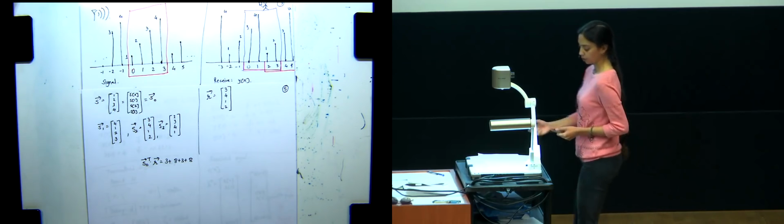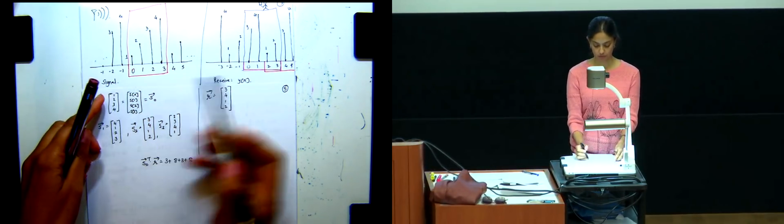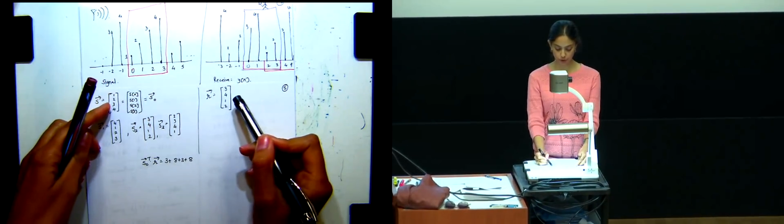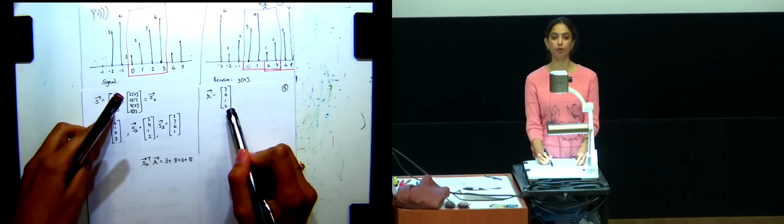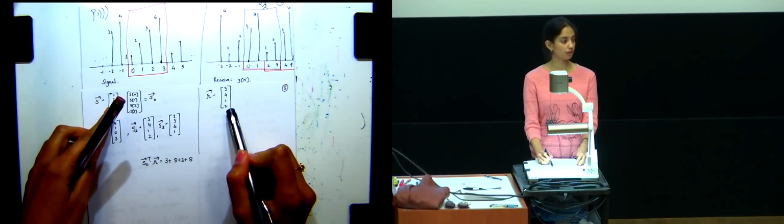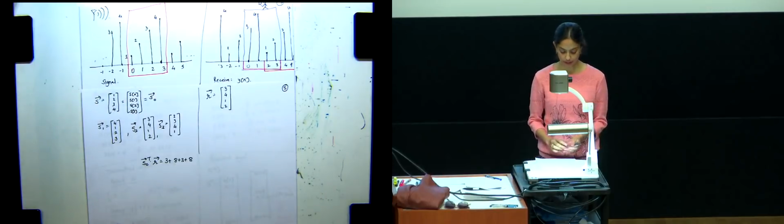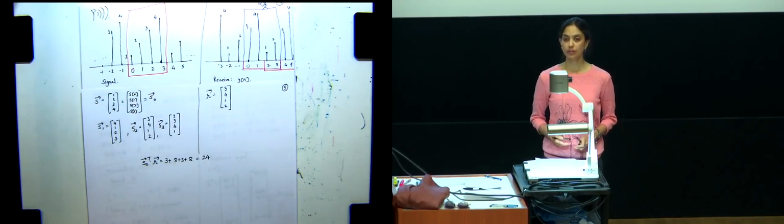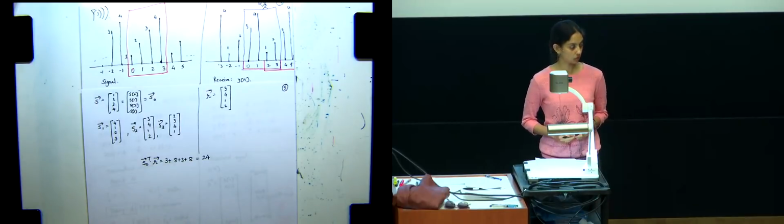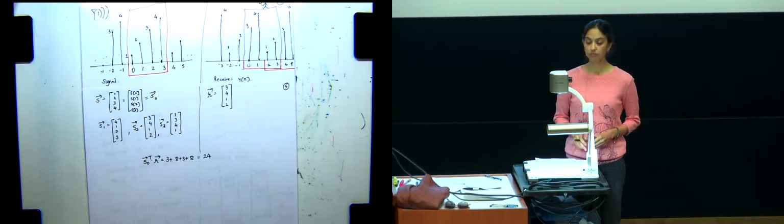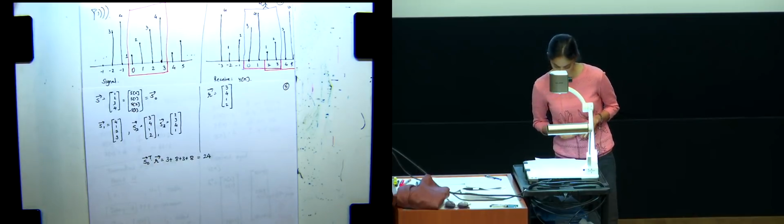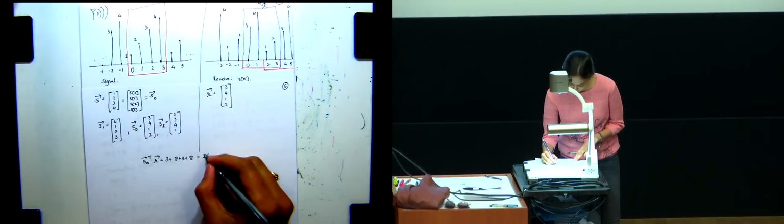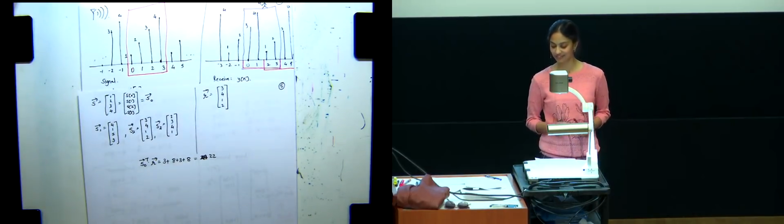So, what do you do here? You take 1 times 3 plus 2 times 4 plus 3 times 1 plus 2 times 4, right? Dot product of two vectors. What do you get out? 24. Okay. What? Oh, sorry. What do you get out? 22, sorry. Okay, good.